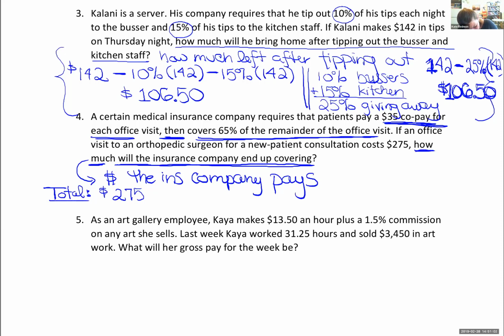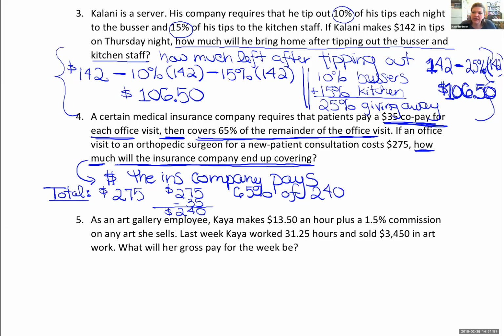How could I, from the $275, take out the copay amount that I paid? It doesn't have to be paid anymore. I've now paid it. I'm going to subtract. So I do that. And now there's $240 left to be paid by the insurance company and the person who's there. Now the insurance company is going to cover 65% of the remainder of the office visit. They're going to cover 65% after the copay. So they're going to pay 65% of how much? Of 240? Of 240. Brilliant.